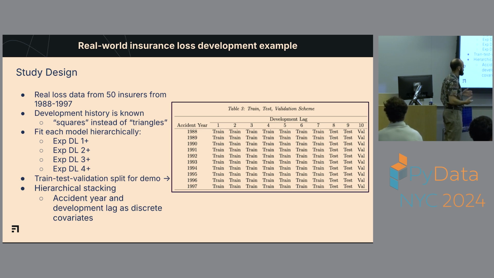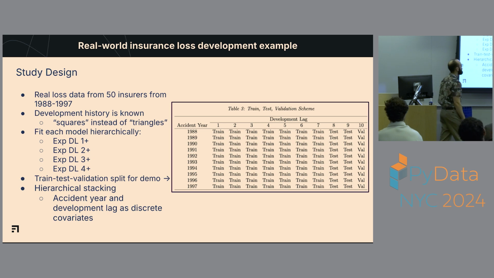It ends up being quite a complicated example, so that's why I'm going a little over and putting it here like this. But the way that we're going to do this is we actually have this data from 1988 to 1997 for 50 different insurers. So we have like 50 of that triangle, imagine. But we have the full square. So we know the history. It goes out like 10 years, and that's enough in this case to reach some asymptote.